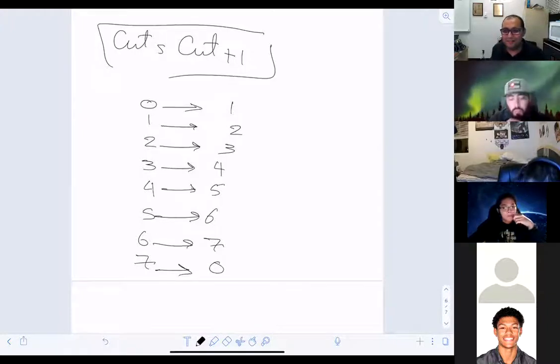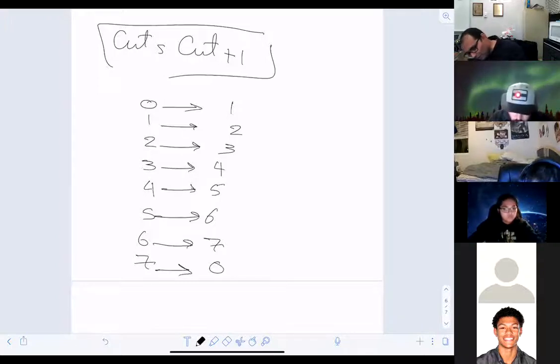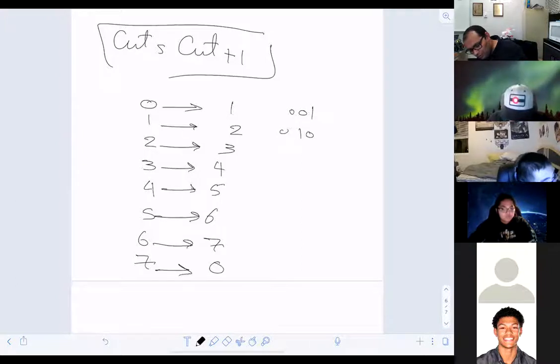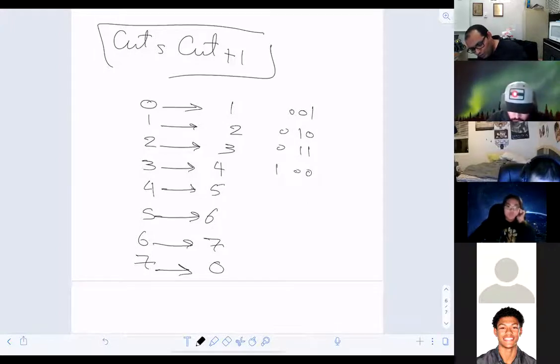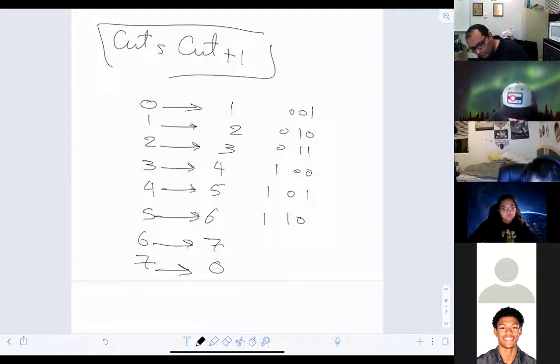Right? So pretty much what you're doing, let's flip it and see. So 1, it's going to be 1, 0, 0. 2, 0, 1, 0. 3 is what? 1, 1, 0. 4, 0, 0, 1. 5, 1, 0, 1. 6, 0, 1, 1. 7 is what? 1, 1, 1.